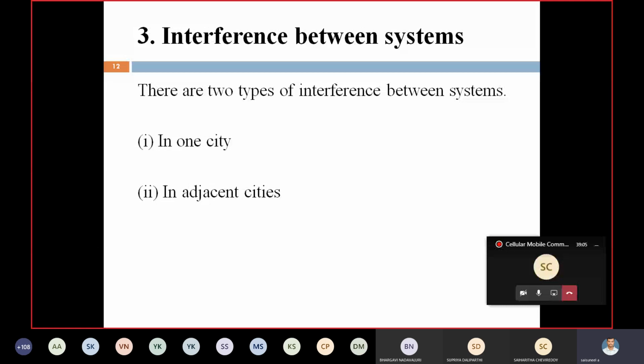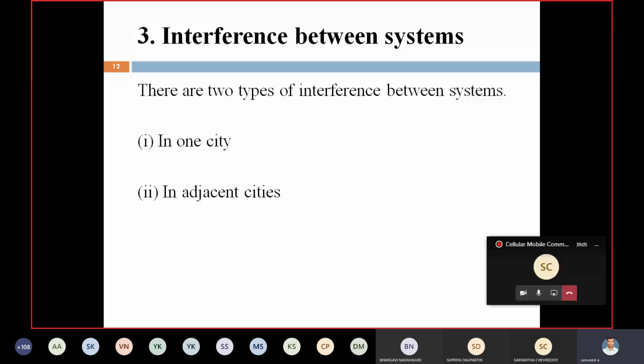How does interference occur? This is only a single city. In this city there are two base stations, that is cell site A and cell site B. These are the boundaries of the base stations, and we assume two mobile units, mobile unit A and mobile unit B. Consider two systems A and B operating in a particular city. A call is being initiated through system A, and the mobile unit of system A is closer to the cell site of system B.